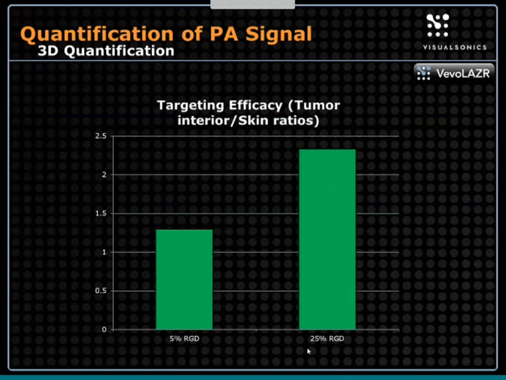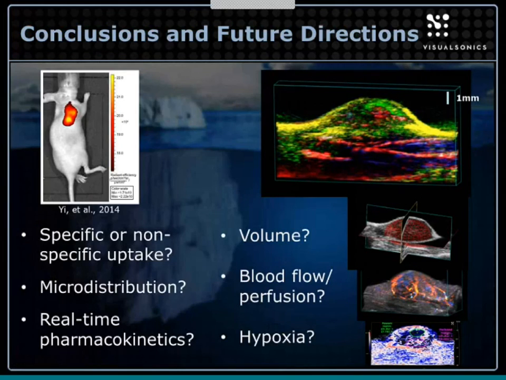This is a simple graph. It's only 4 animals. It's early data, but it's very, very promising. Really nice, powerful technique here. So I want to come back to this again. We've answered these questions here: specific versus non-specific uptake, microdistribution, and real-time pharmacokinetics. We've answered these with this image here and this data here that we've taken a look at.